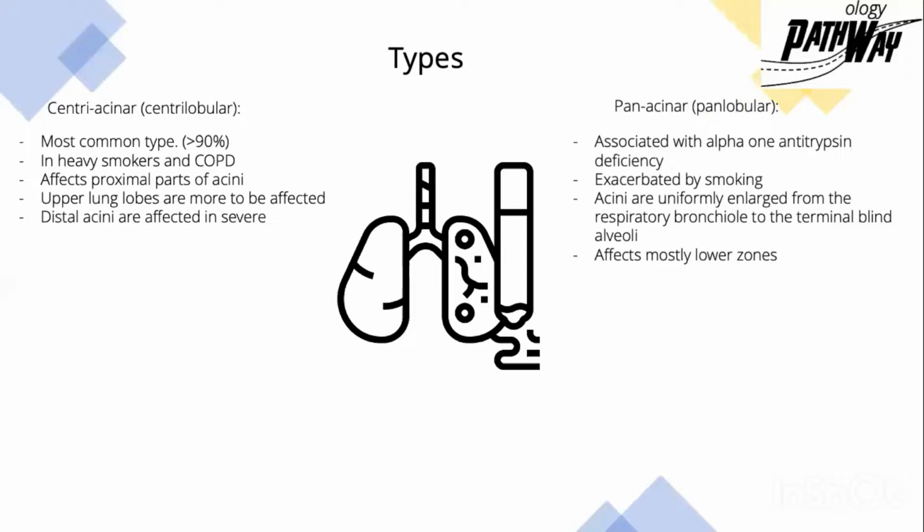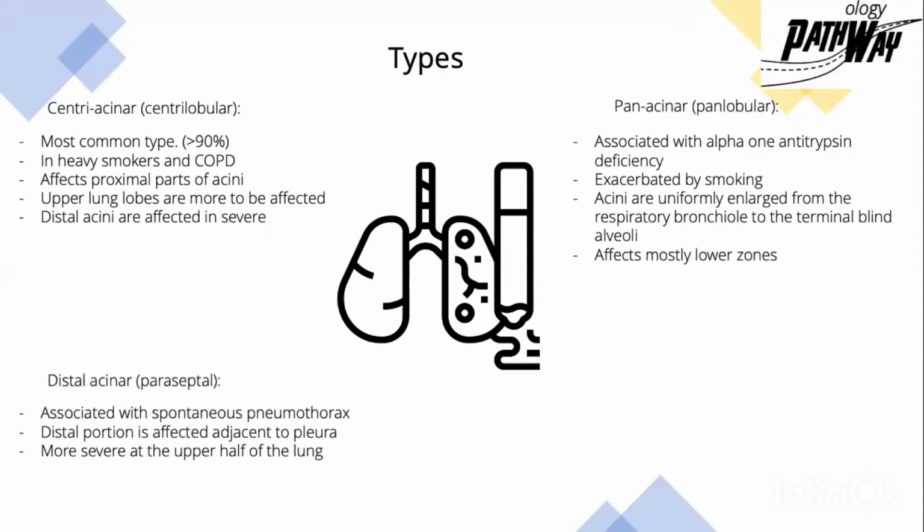The pan-acinar or the pan-lobular is associated with alpha-1 antitrypsin deficiency, exacerbated by smoking. Acini are uniformly enlarged from the respiratory bronchiole to the terminal blind alveoli. So it's more massive. Affects mostly lower zones.